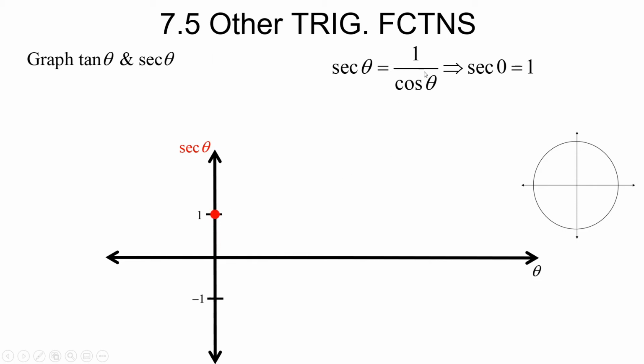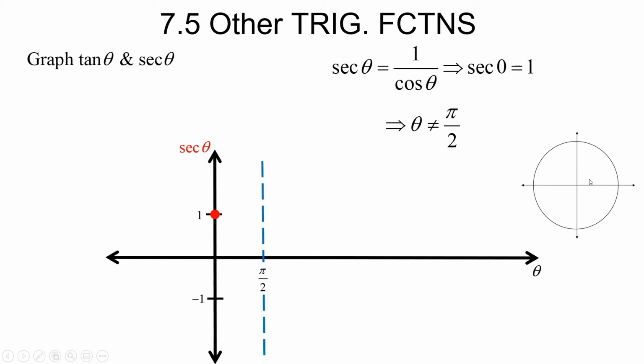Now let's think once again about how we can't divide by 0, so cosine of theta cannot equal 0, which implies theta cannot equal, well, when does cosine equal 0? Again, pi over 2, 3 pi over 2, 5 pi over 2, 7 pi over 2, and so on. So let's start with the first asymptote at pi over 2. Let's put that into our diagram. There it is right there.